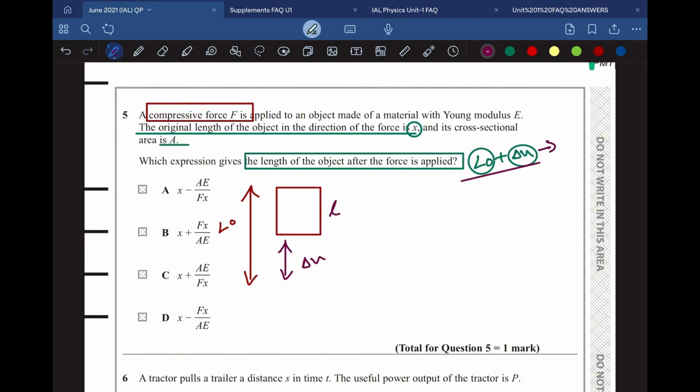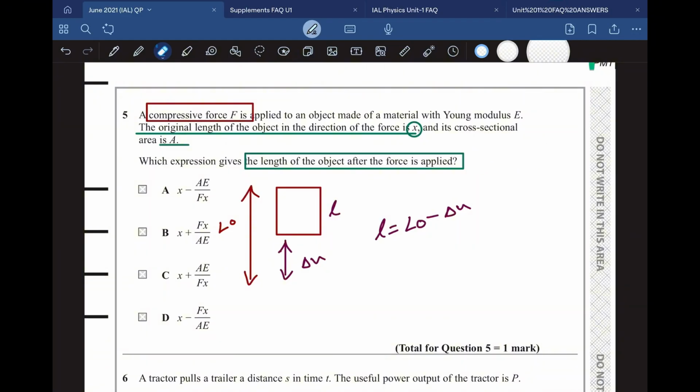For the compressive force, the formula will be L is equals to L naught minus del x, right? L is equals to L naught minus del x. So basically the formula, if you have written this one for this question, your answer would have been wrong. So make sure you're looking at it and figuring out that it is a compressive force. Now we know L is equals to L naught minus del x.